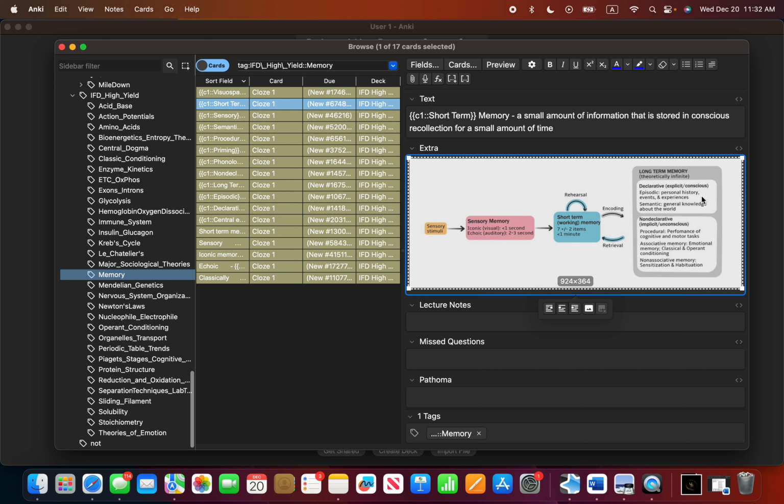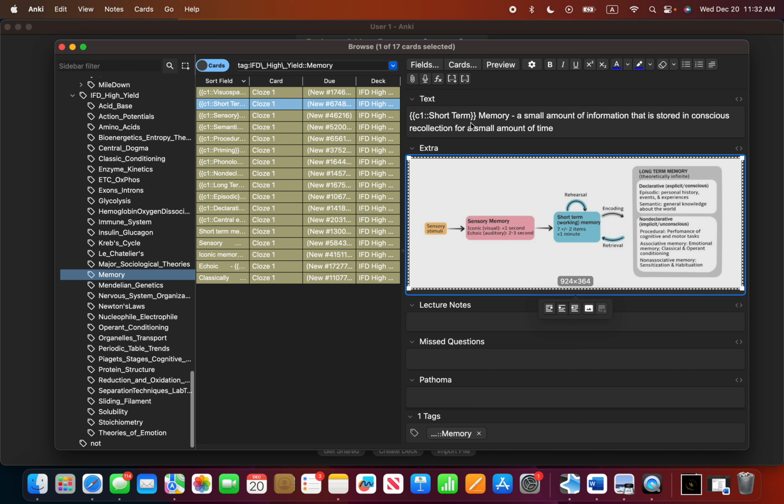Episodic is personal history, events, and experiences. Whatever you experienced, event you had, your history is episodic. It's like episodes. And semantic is general knowledge about the world. Semantic is like giving meaning to the general knowledge you have of the world, giving meaning to the world.